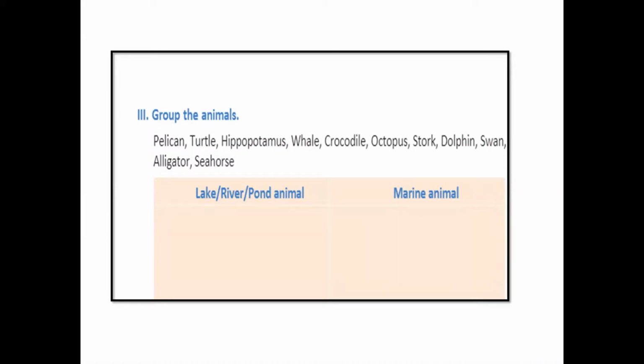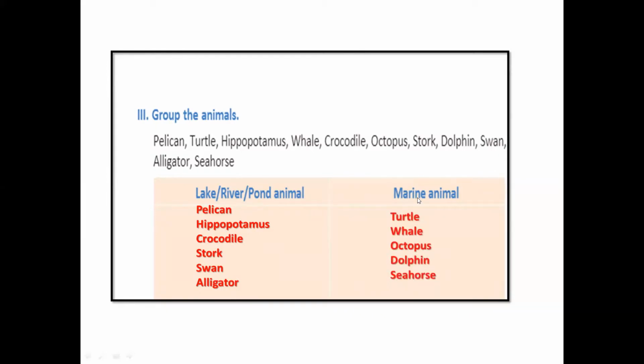Okay, children, the names of the animals are given. What you have to do is divide them into lake, river or pond animals, that is aquatic animals, and marine animals. So pelican, lots of names of animals are given. You have to write down the names. So what will be the lake, river, pond animals? Examples will be pelican, hippopotamus, crocodile, stork, swan, and alligator. So what are marine animals? Turtle, whale, octopus, dolphin, and seahorse. Okay, so these are the marine animals.